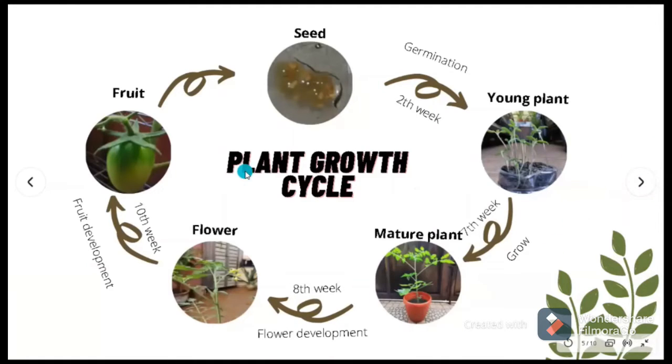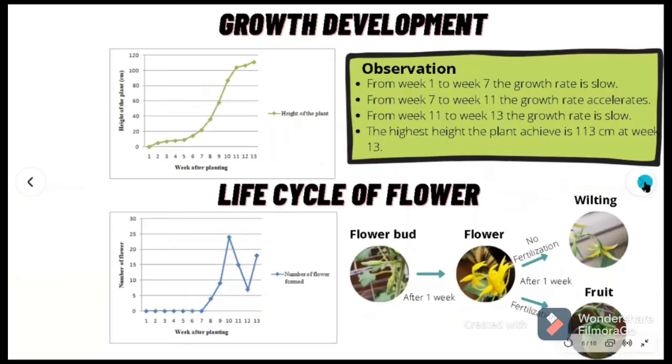This is the plant growth cycle. We start from the seed to young plant, mature plant, flower, and fruit, in which we come back to the formation of the seed. For growth and development, we can see that after 13 weeks of planting, the height of the plant increased to nearly 120 cm. For the life cycle of the flower, the number of flowers formed was the highest at week 10, which is 24 flowers.